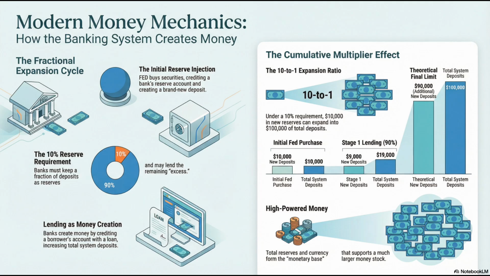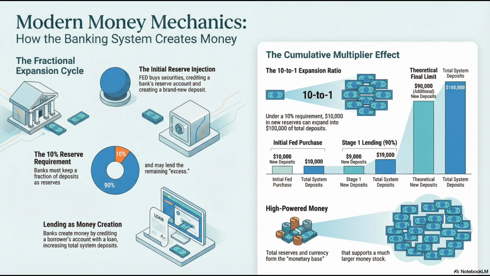Okay, and the third tool? Because this one feels like the nuclear option when you read about it. It really is. It's the reserve requirement itself. Remember how we kept using 10% in our car loan example? Yeah, 10% stays in the vault. Well, the Fed has the statutory power to just change that number.